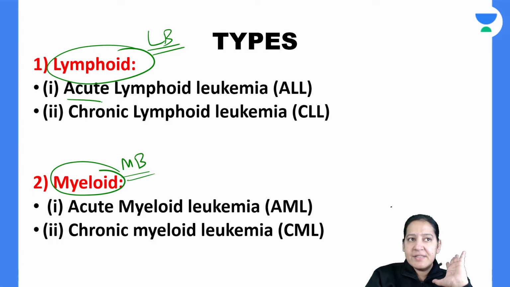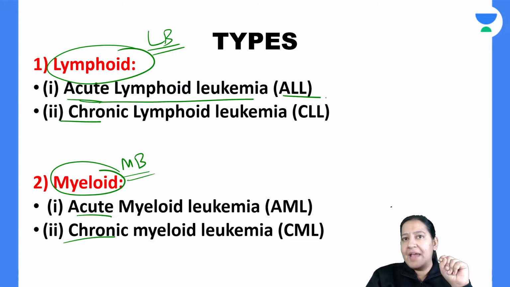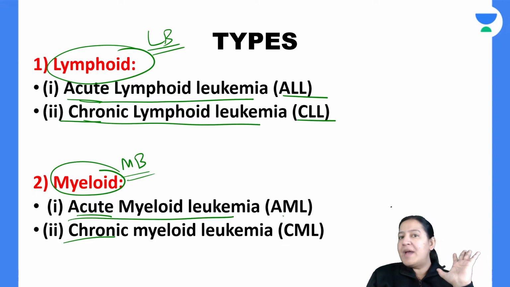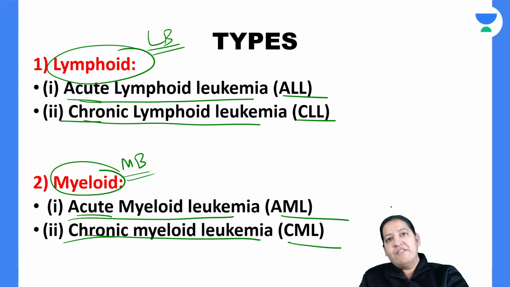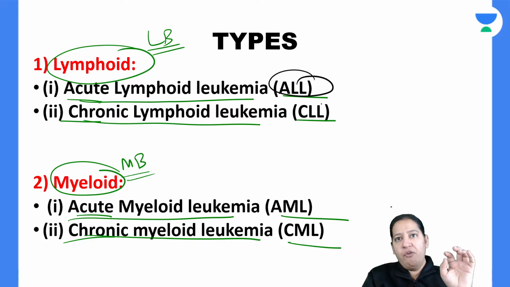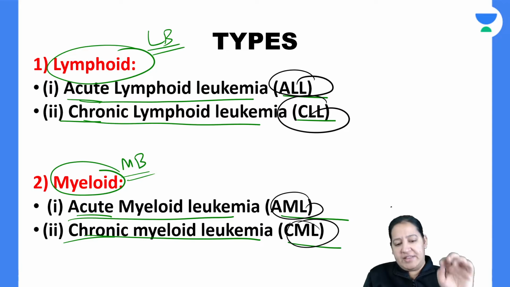Now, depending on whether it is acute or chronic: acute lymphoid leukemia, ALL, chronic lymphoid leukemia, CLL, acute myeloid leukemia, AML, and chronic myeloid leukemia, CML. So basically, we have 4 types of leukemia with us.